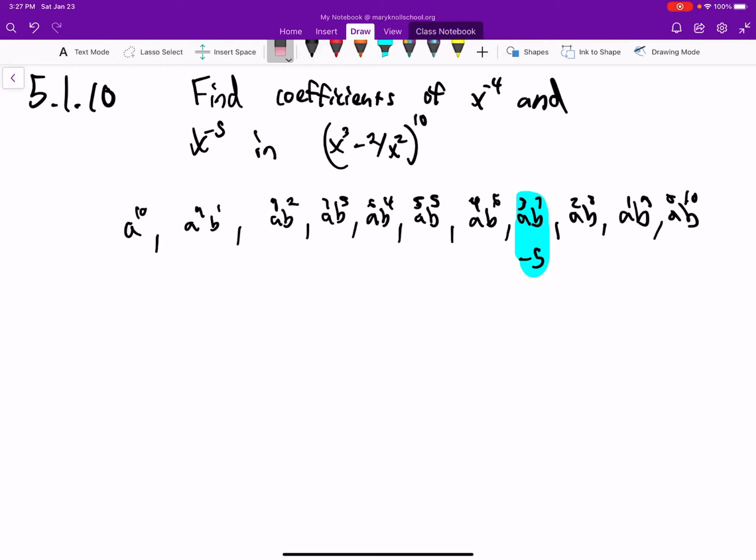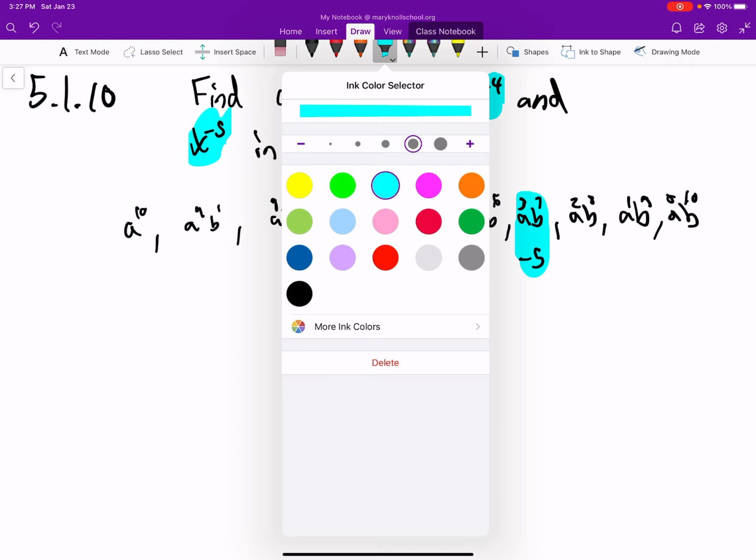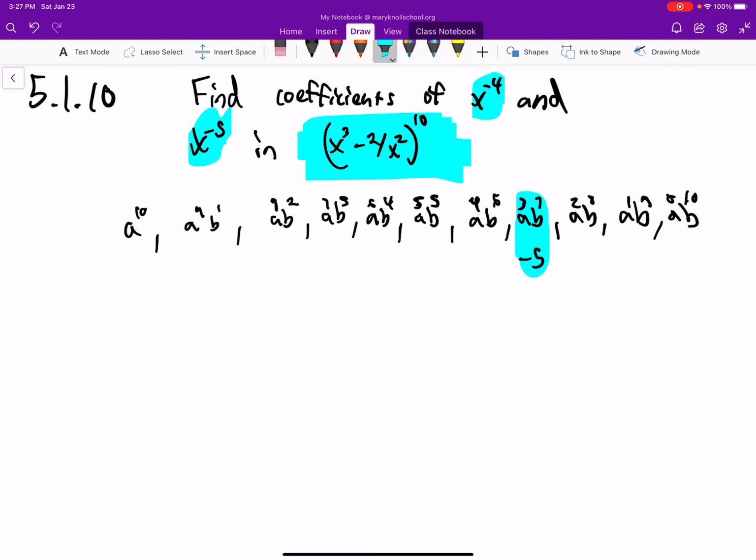Okay, I'm looking at 5.1.10, and we want the coefficients of x to the fourth and x to the fifth in this here. So first thing I want to do is know that in a list of this whole thing, the a's are going to go down 10, 9, 8, 7, 6.